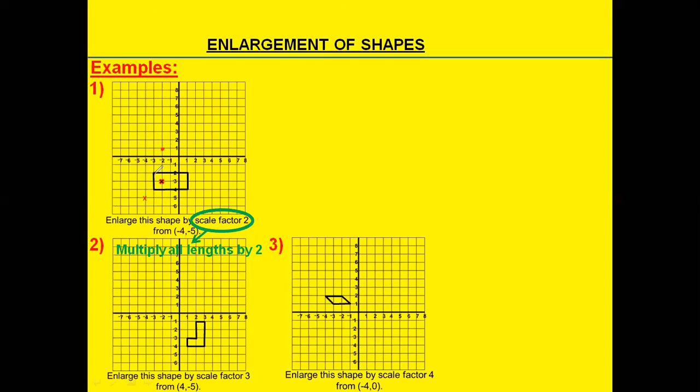Now, let's talk about this one. It's 1, 2, 3, 4. The scale factor is 2. So 2 times 4, 8. So 1, 2, 3, 4, 5, 6, 7, 8. So I think it's so clear now. The point is down here. So this is your new shape.